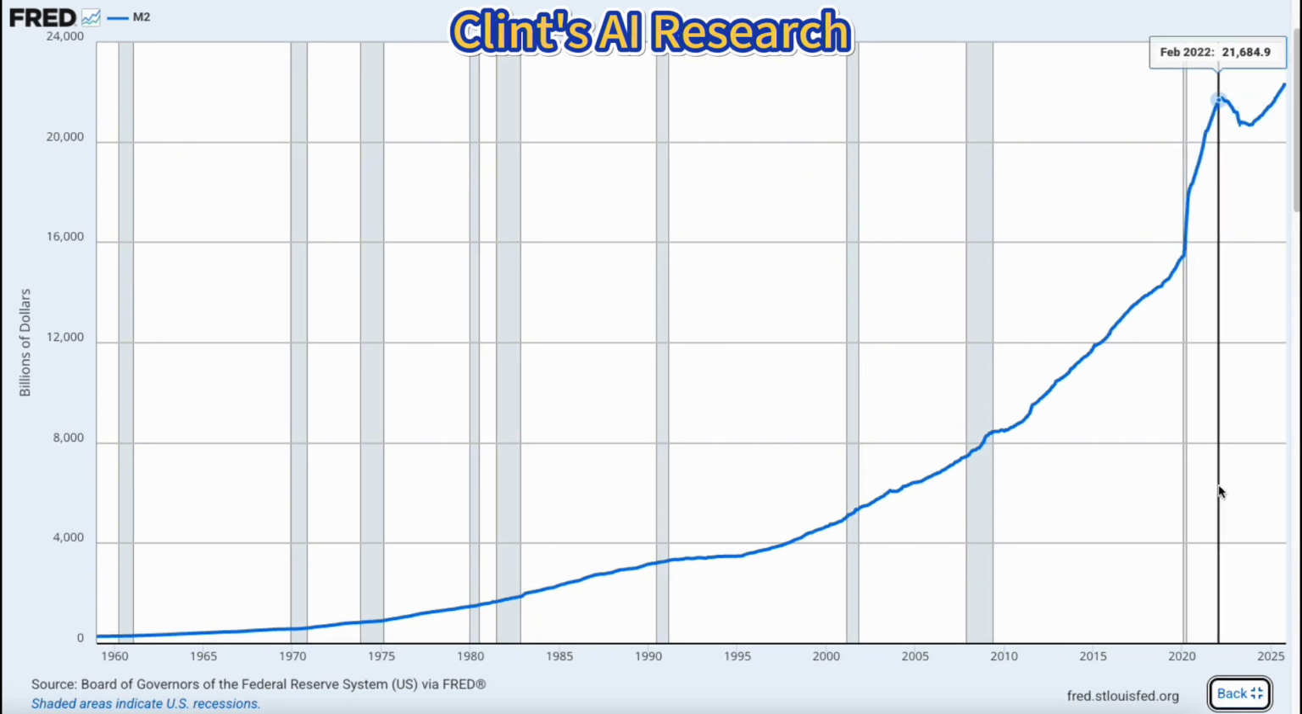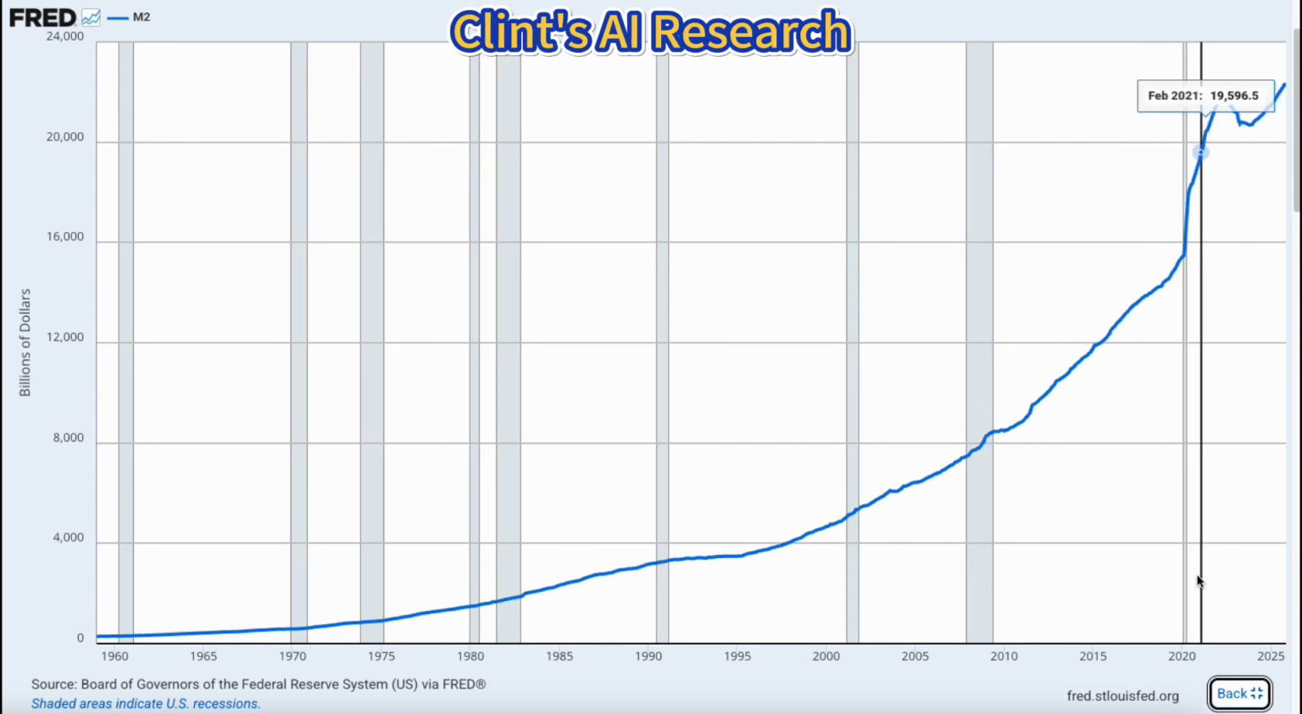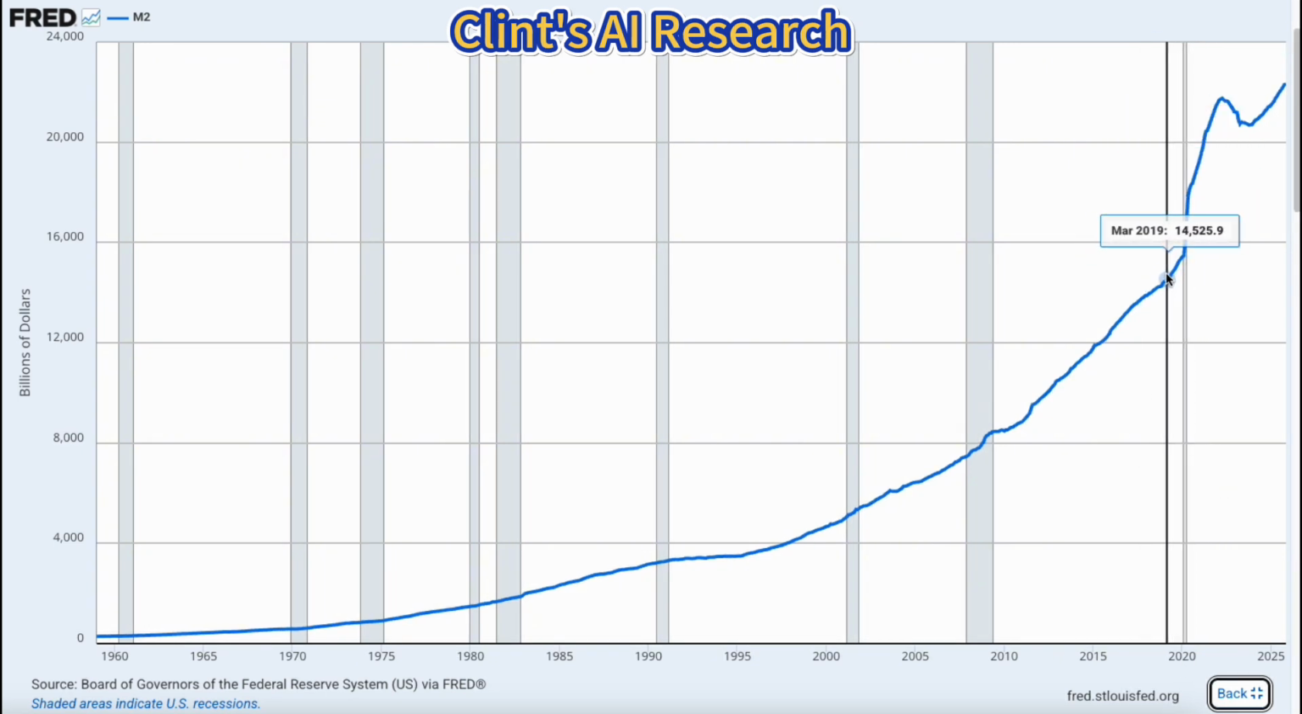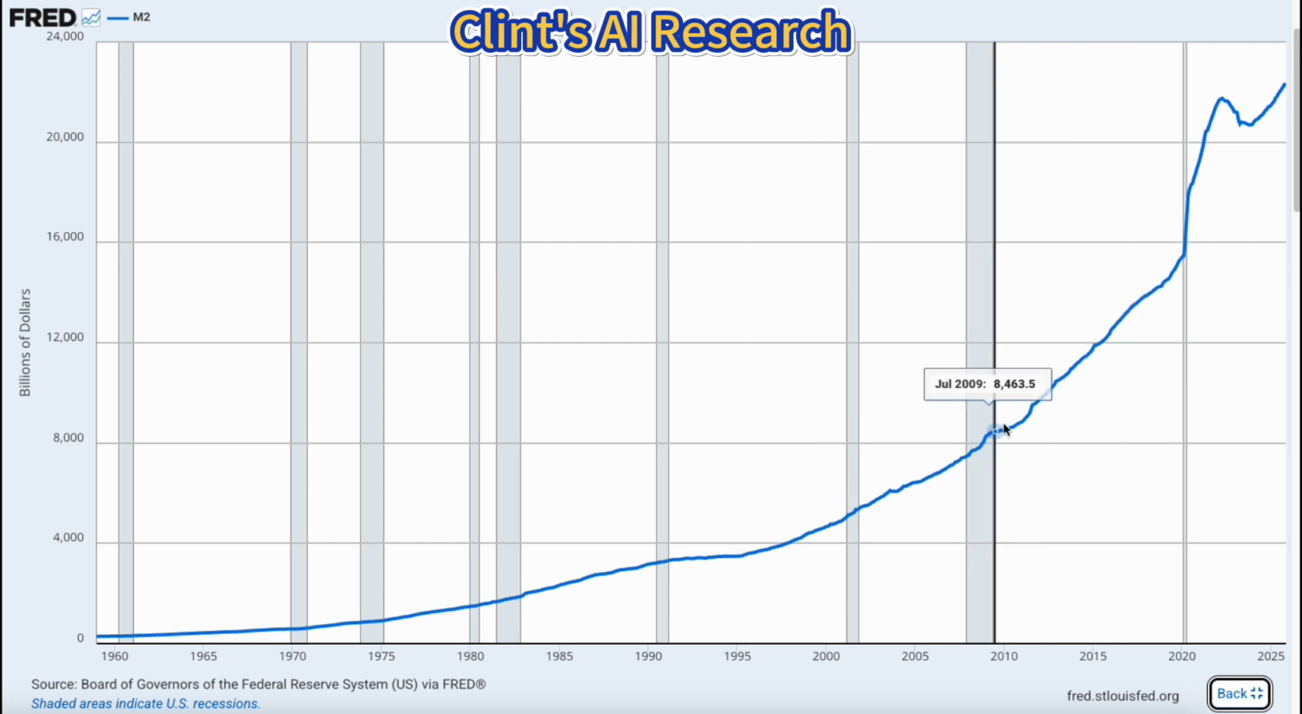Historical long-term growth. Before 2020, the money supply followed a steady exponential path. While the 2008 financial crisis caused a visible step up due to the start of quantitative easing, QE, it pales in comparison to the recent era.